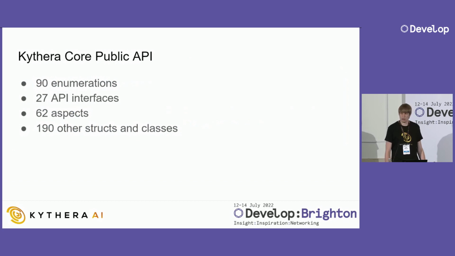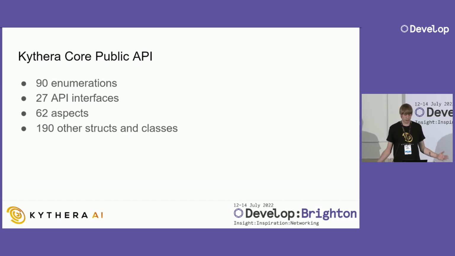Let's look at the Kythera core public API that is exposed. We have 90 enumerations, 27 API interfaces. Some of those classes have 50 or more methods. We have 62 aspects. An aspect is basically a component in our internal entity component system, and we have 190 other structs and classes. What I want to tell you with that is we really don't want to write our wrapper by hand. It would be a massive amount of work, and every time we update this API, we would have to update the wrapper too.